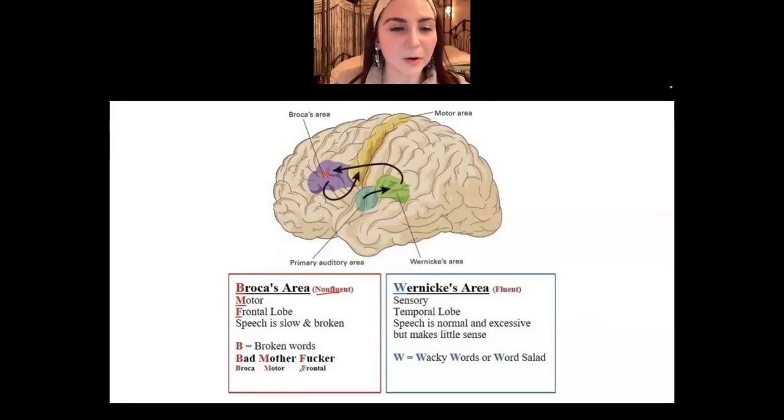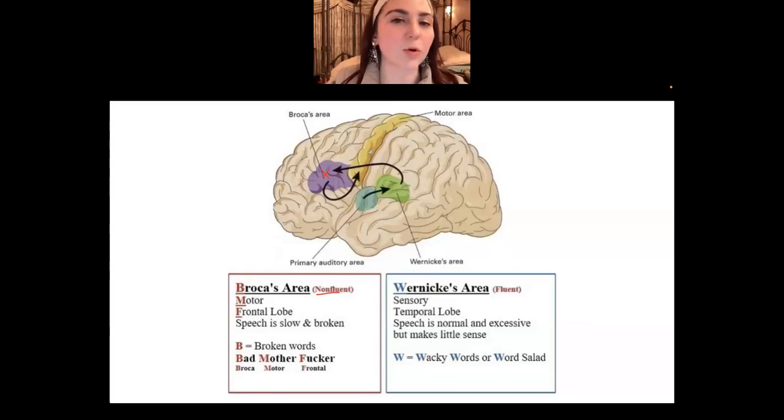And this is how they remember it. It is a motor issue. Remember, we're in the motor area of the brain, in front of the central sulcus, the precentral area. So that's your precentral gyrus, your motor area.